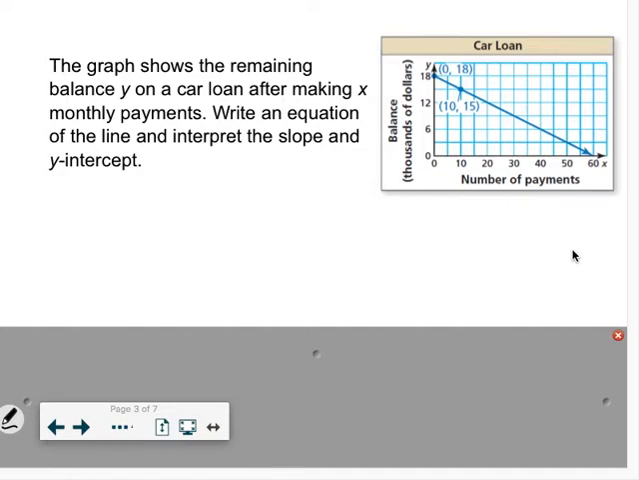Alright, have a chat with your group now. Were you able to come up with an equation of a line, or what would you do to find the equation of a line? And if you guys have an equation of a line, then move on to the second part. What does the y-intercept mean in this scenario? What does the slope mean? So go ahead and talk with your group member first.